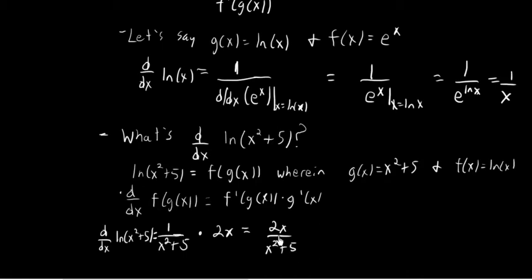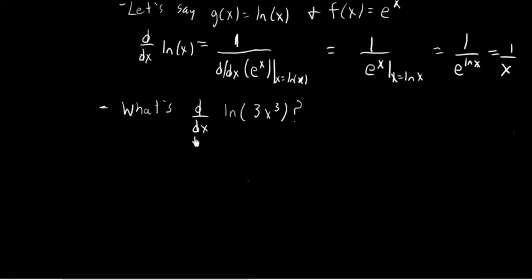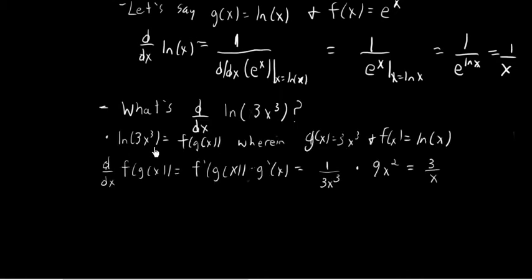But what if instead of asking you for the derivative of ln of x squared plus 5, I'd asked you for the derivative of ln of 3x cubed? Well, ln of 3x cubed is just f of g of x, wherein g of x, the interior function, is 3x cubed, and f of x, the outer function, is ln of x. If we would like to differentiate that composition with respect to x, that'll be f prime of g of x times g prime of x. And remember, this just follows from the chain rule.